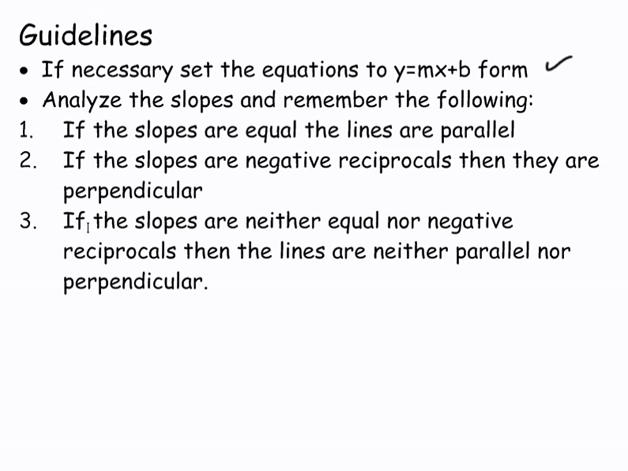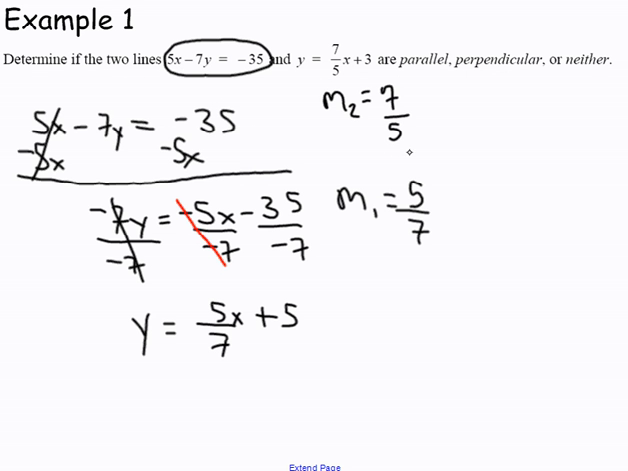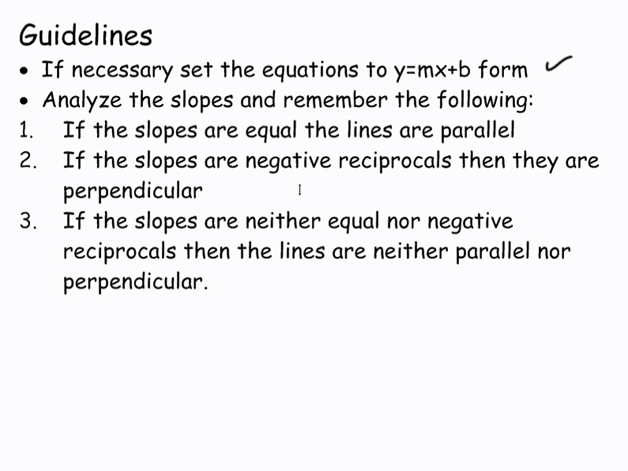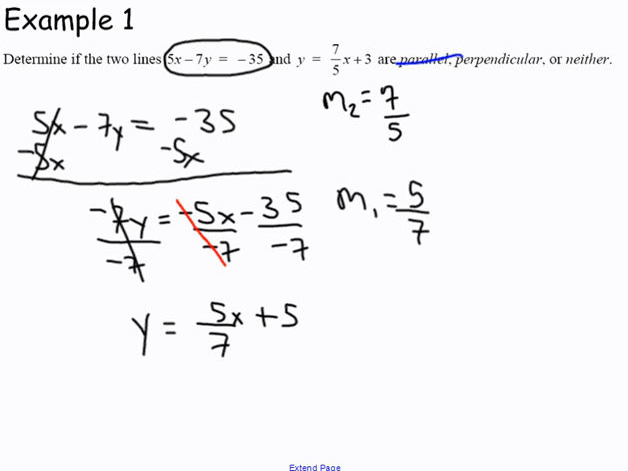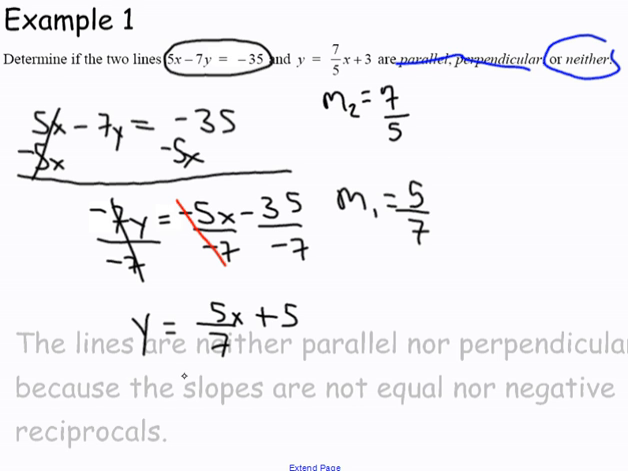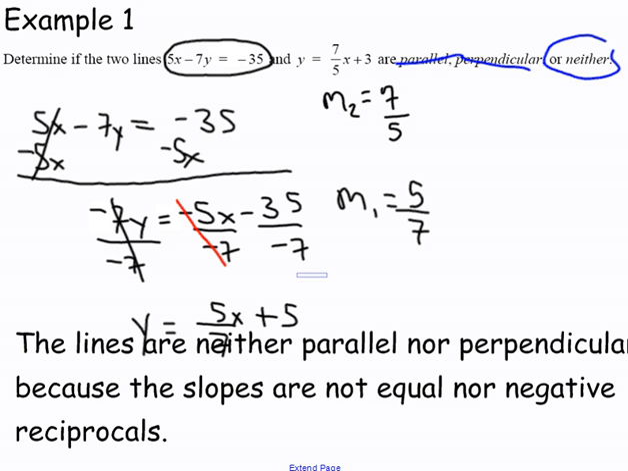So it says if the slopes are equal, the lines are parallel. Well, the slopes are not equal, so they can't be parallel. If the slopes are negative reciprocals, then they are perpendicular. They're not negative reciprocals because they both have the same sign. So we're left with neither. So our answer is going to say the lines are neither parallel nor perpendicular because the slopes are not equal nor negative reciprocals.